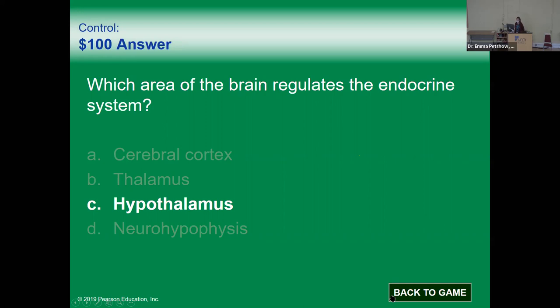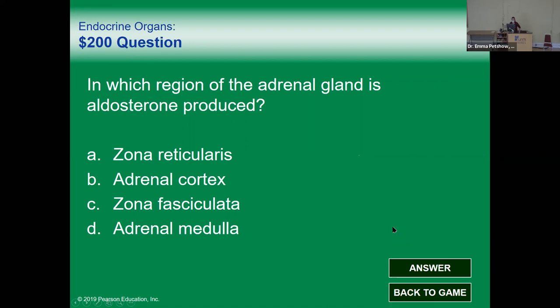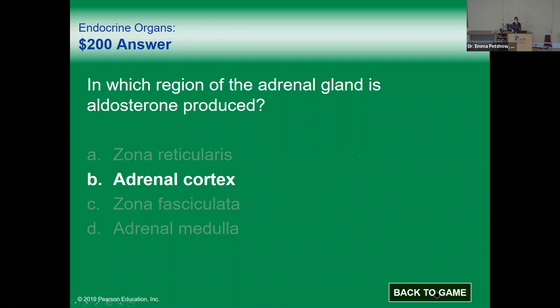And last one. Well, we have Final Jeopardy, but in which region of the adrenal gland is aldosterone produced? Now it's again wrong. Okay, so it's twice, not so nice.